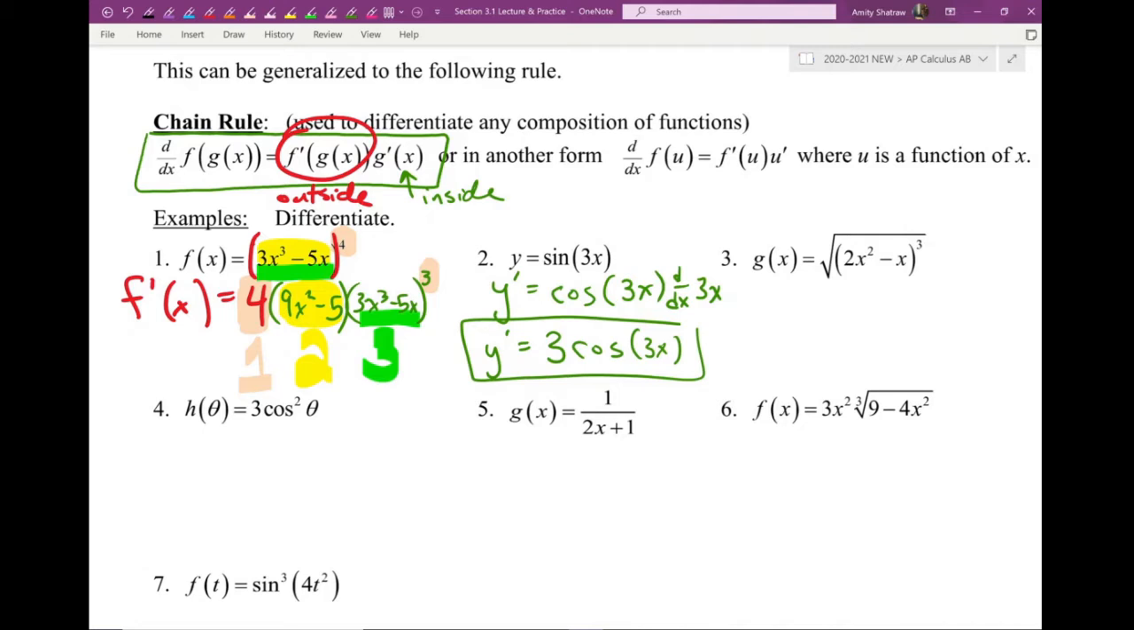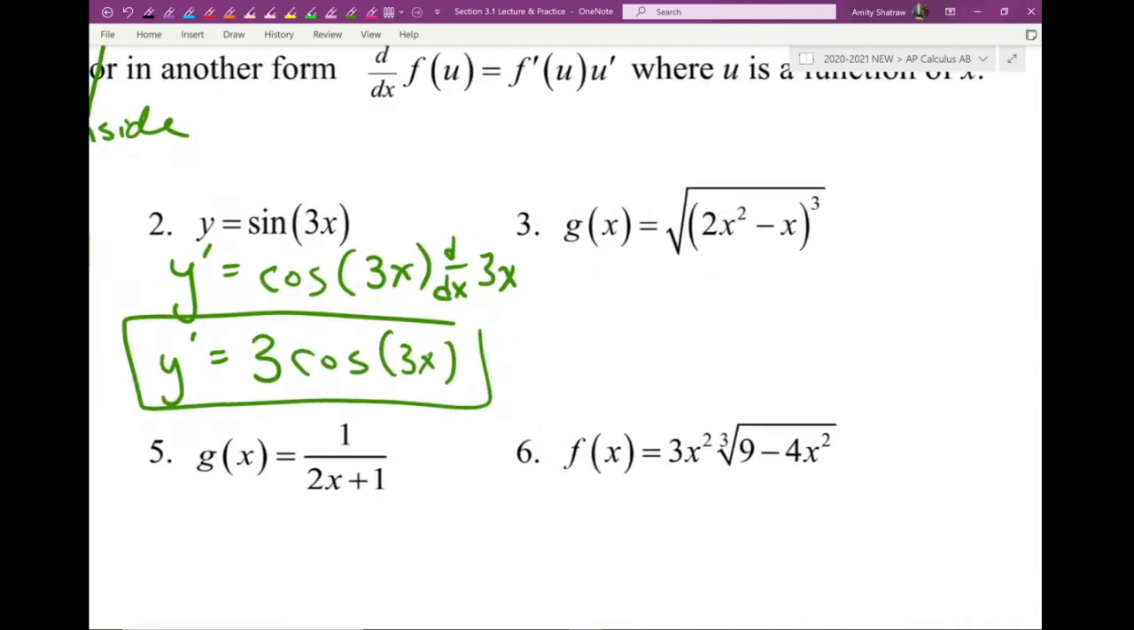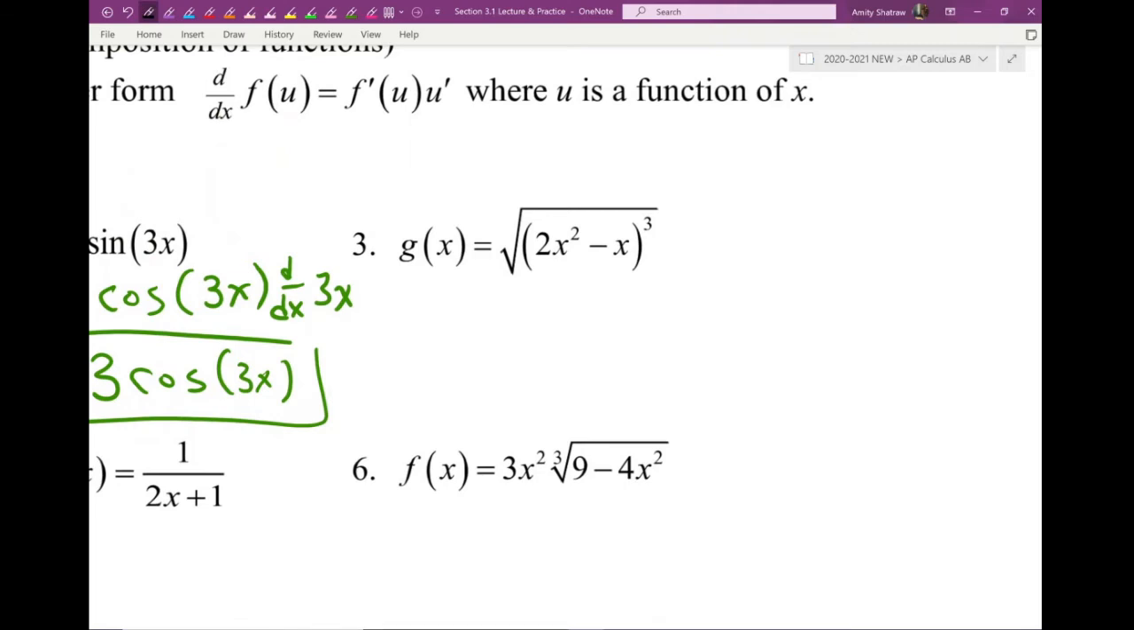And so I think that it actually might be better if I convert this over into that rational notation, right? Where g of x is really what function? G of x is really 2x squared minus x, and instead of to the third power, it's to the 3/2 power. Now, what are you doing, Ms. Shatra? How are you allowed to do that?